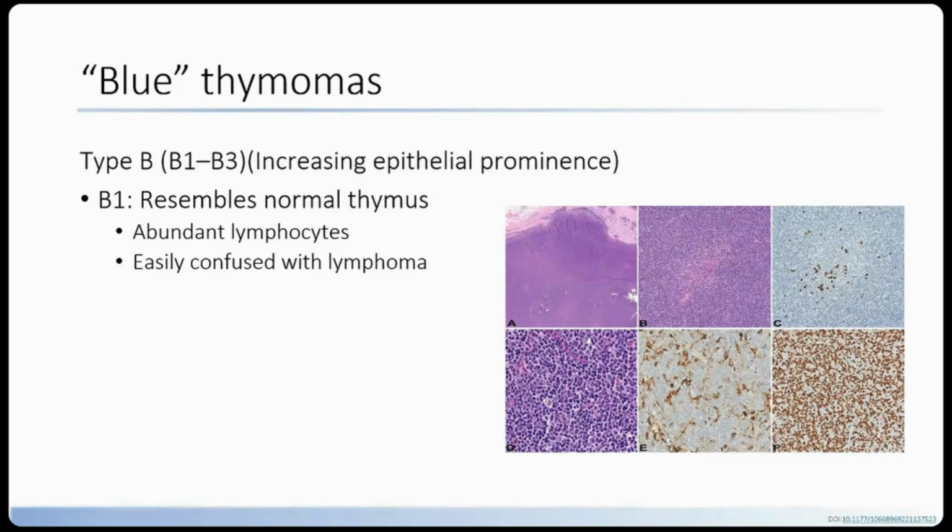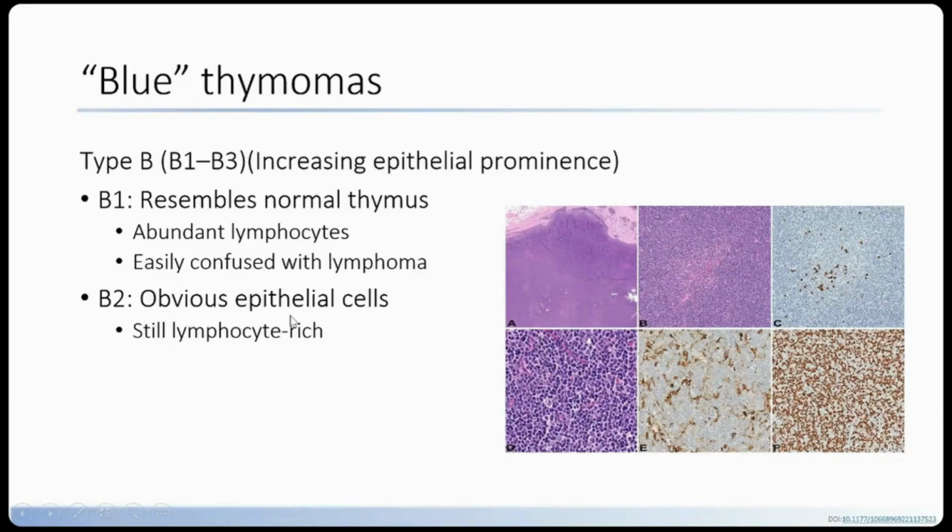So B1 has a lot of lymphocytes, it's very blue, and easily confused with lymphoma. As we've said, you've got to look for those background lurking epithelial cells. For example, in panel C here, I think this is a CD20, there'll be a few cells, and then with TdT, there's a large number of immature T cells.